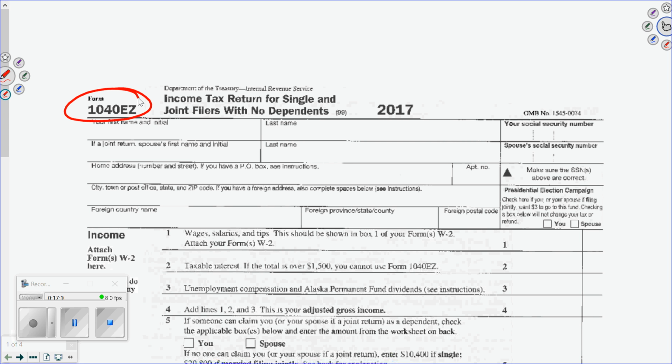It says first name and initial. What's the girl's name? Elizabeth Allison. So first name is Elizabeth, and Allison is her last name. We don't know her middle name. Does she have a spouse? She's filing single, so where it says if joint return, we'll leave that blank. Address and whatnot would go up here. We actually do have her address, so we could fill that in.